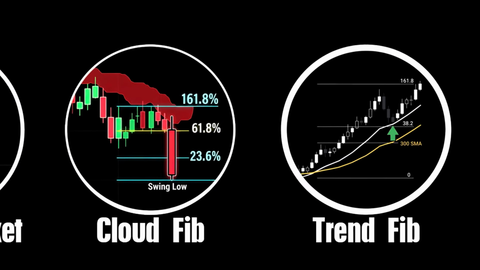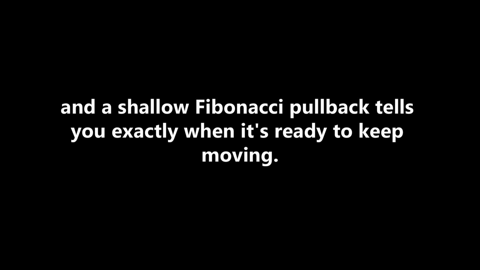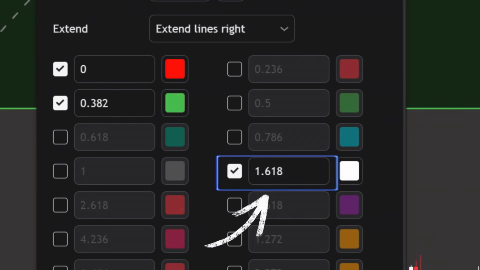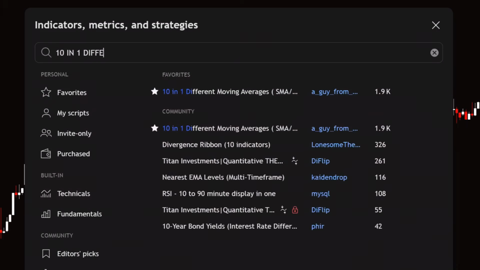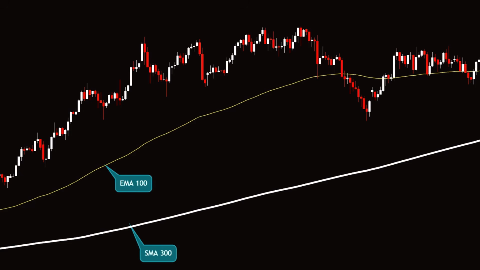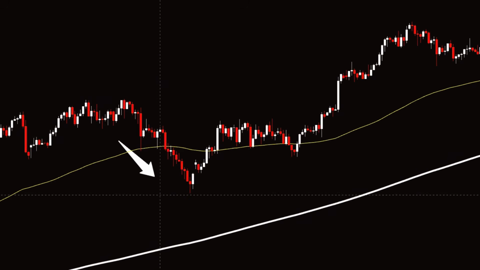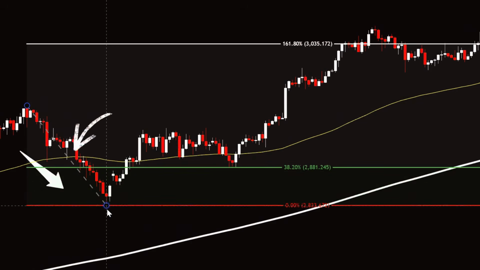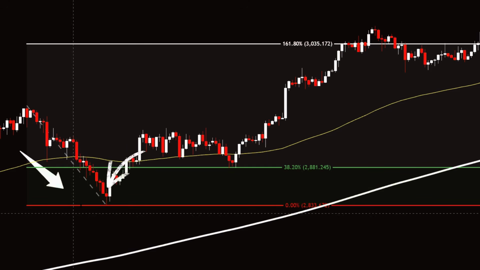Trend continuation Fibonacci strategy. Two moving averages tell you the trend is intact, and a shallow Fibonacci pullback tells you exactly when it's ready to keep moving. We're using 3 levels again: 0, 38.2%, and 161.8%. First, confirm your trend using the 3 moving averages indicator set to 300 SMA and a 100 EMA. Price above both, you're in an uptrend, and now you wait for the market to pull back and drag your Fibonacci tool from the swing high of that pullback down to the swing low. That gives you your 3 levels.